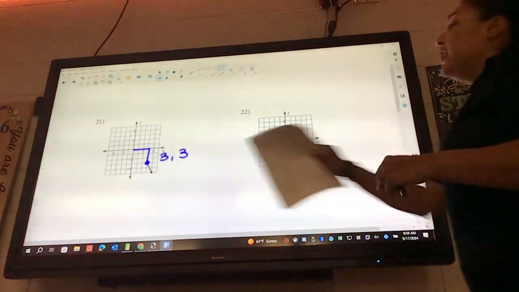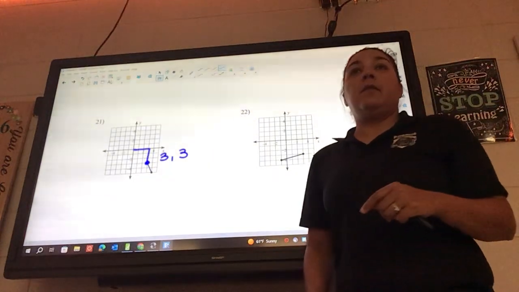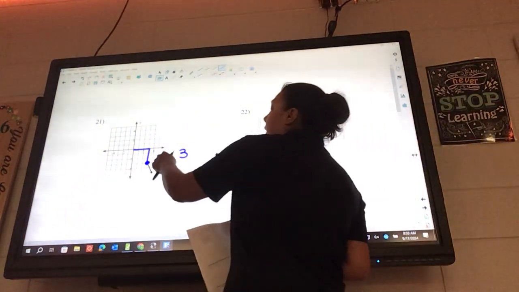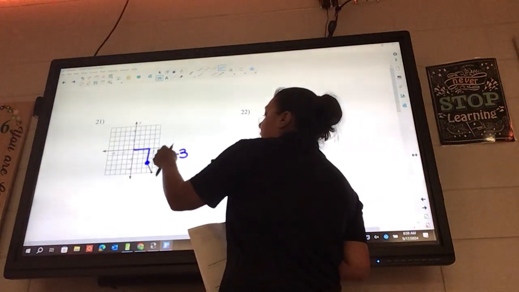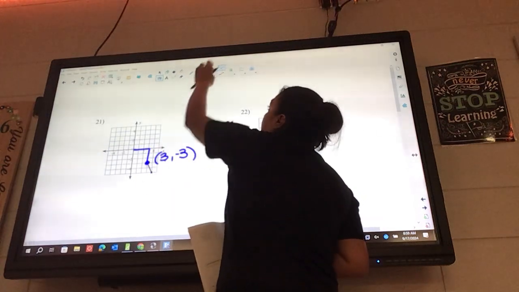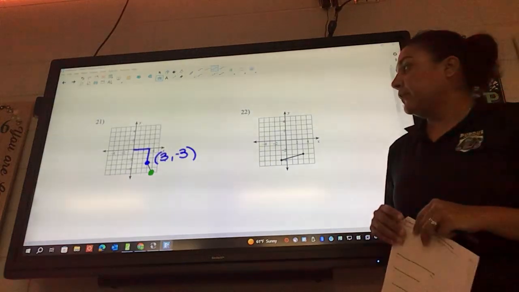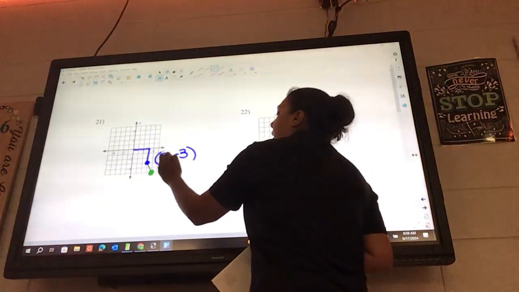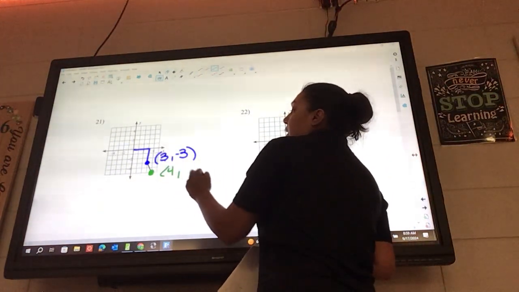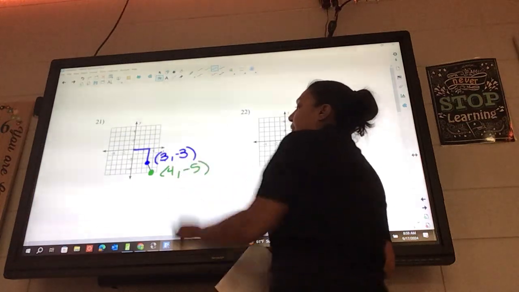So which one of these is going to be negative? The second one, because this one went to the right and this one went down. And to get to this point, am I going left or right? Right 4. And up or down? Down 5, so it's going to be negative 5.